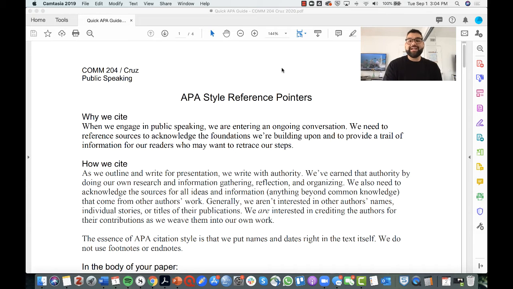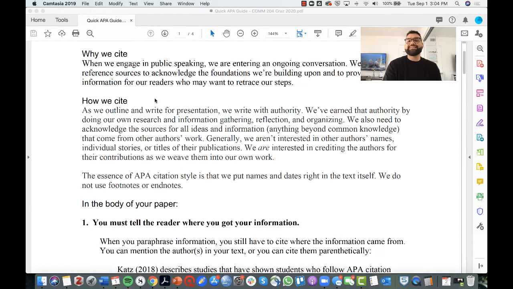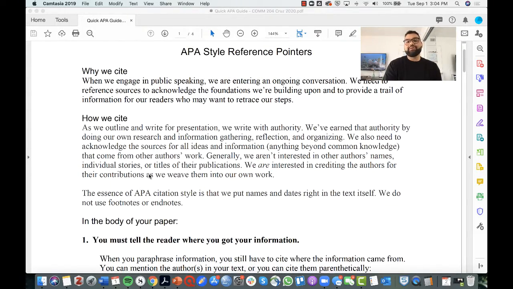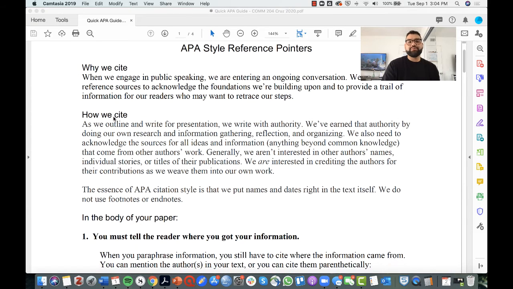So you'll find this handout on Blackboard. Essentially, it's a 4-page handout that details why we cite and how we cite and provides examples on how to do it. Now, I've formatted this generally detailing how to write a paper, but I've tried my best to really format it to this class in which it engages with public speaking. When you write as a public speaker and when you outline, you provide evidence for your claims.